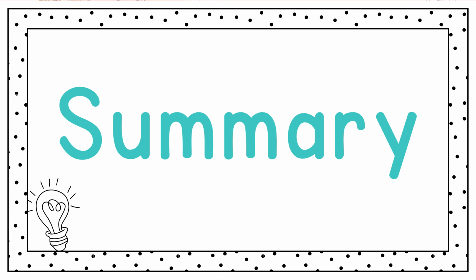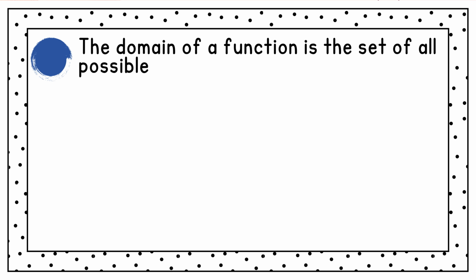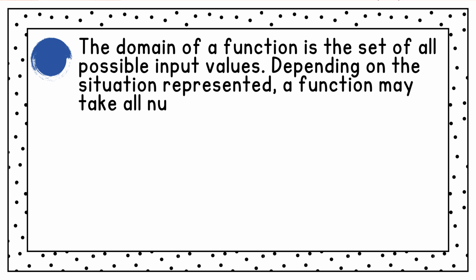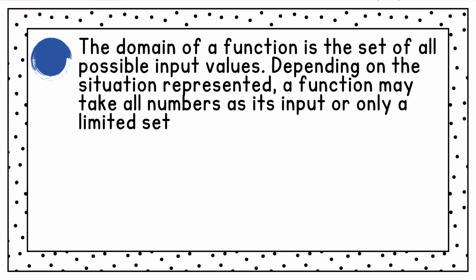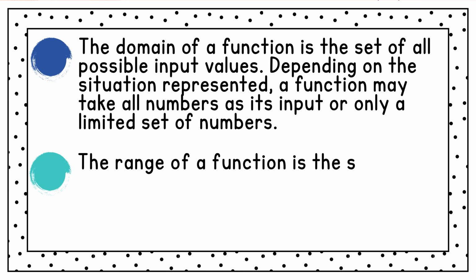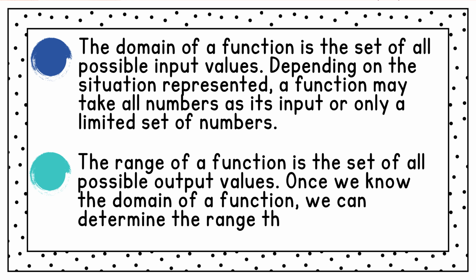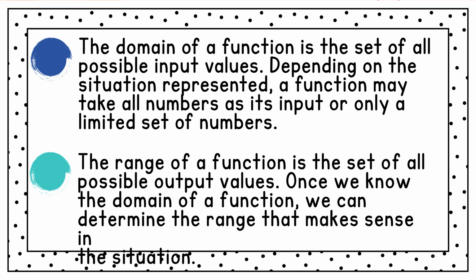Now let's recap all that we've learned. The domain of a function is the set of all possible input values. Depending on the situation represented, a function may take all numbers as its input or only a limited set of numbers. And the range of a function is the set of all possible output values. Once we know the domain of a function, we can determine the range that makes sense in the situation.